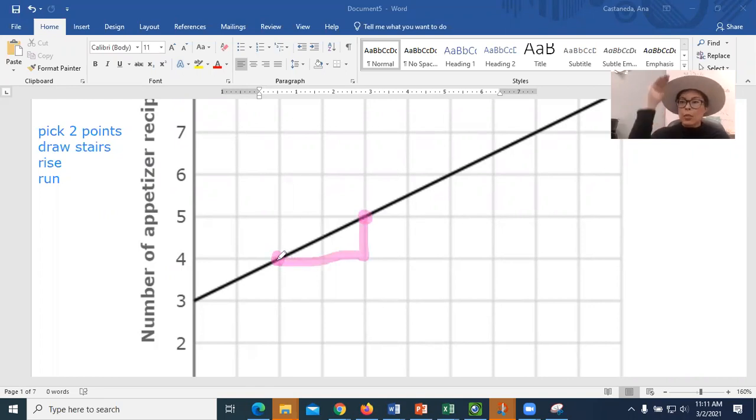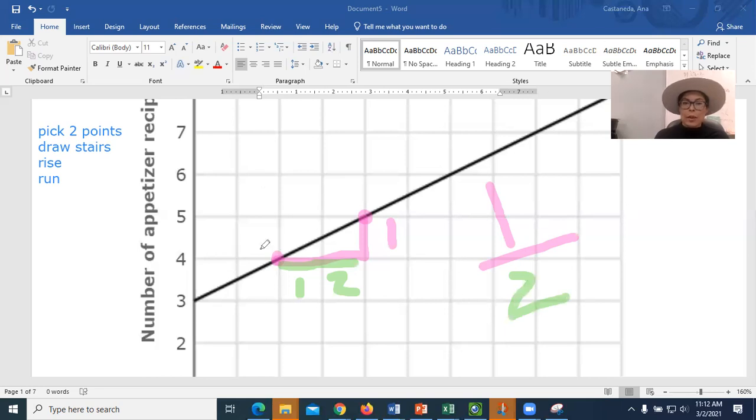So how many does it rise? It rises 1 entire block. That's 1. How many does it run? 1, 2. So my slope is going to be, my rise was 1, so it's going to be 1 over 2. And that's my slope. And it's going in this direction.